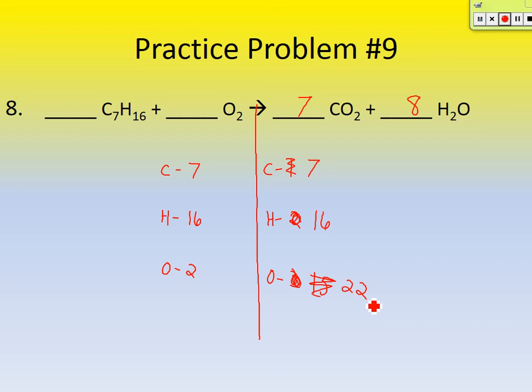What's 8 plus 14? 22. How do I get to 22 oxygens on the left side? This has to be an 11. That gets me to 22. Now they're all balanced: 7, 16, and 22. Can I reduce 1, 11, 7, and 8? Can't. Okay. Guys, good job.